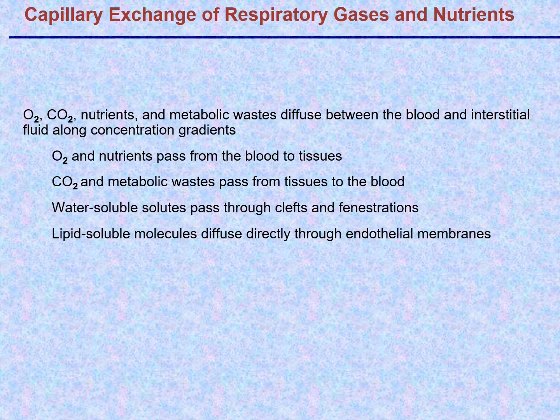Now, there is diffusion of each of these components between the blood and the interstitial fluid along their concentration gradients. The PO2 of oxygen in the capillary blood as it enters into the capillary network is higher than in the tissues, so it diffuses out into the tissues. CO2 level, PCO2 in other words, is higher in the tissues than in the blood, so it diffuses into the blood. Nutrients are diffusing from the blood into the tissues. Metabolic wastes are diffusing from the tissues into the blood.